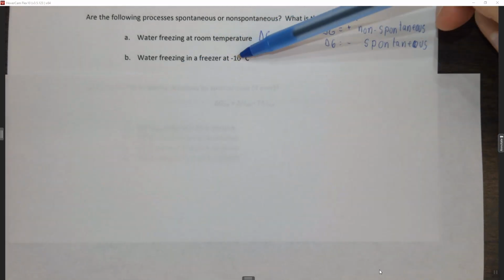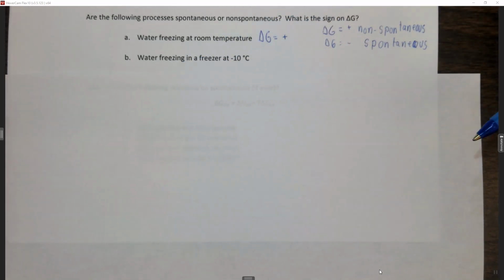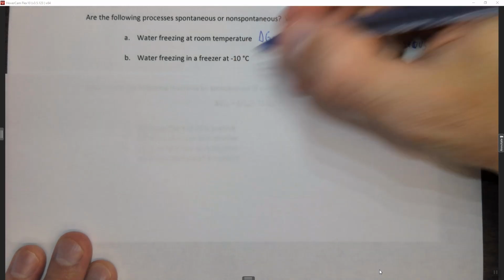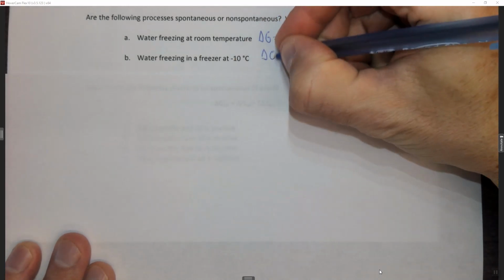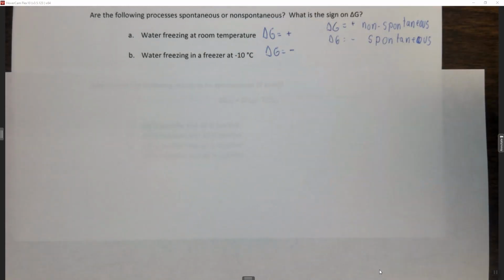Water in a freezer at minus 10 degrees C. If you put that same glass of water in a freezer, and you give it time, of course, it will freeze. So at minus 10 degrees, delta G equals a negative.